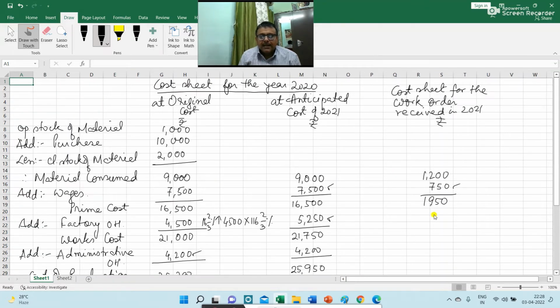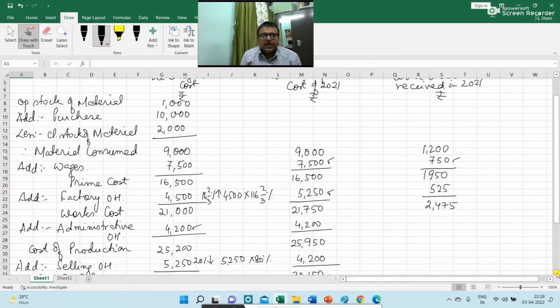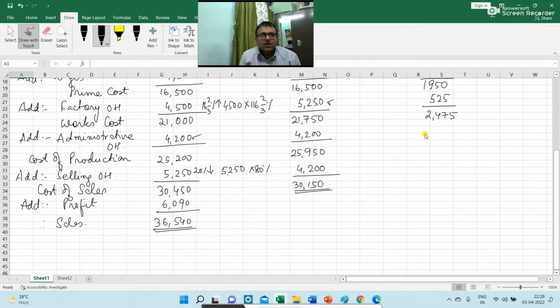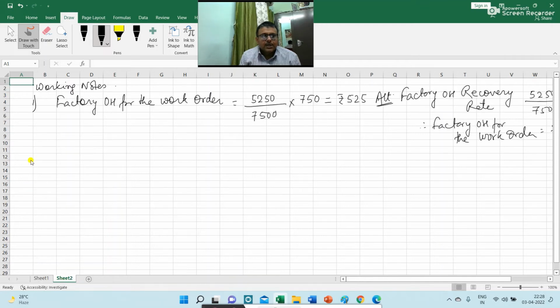So by writing here 525, the factory overhead, you will get the works cost for the work order, that will be 2475. Now we have to calculate what will be the estimated administrative overhead for the work order. So we will calculate it in the working note here.